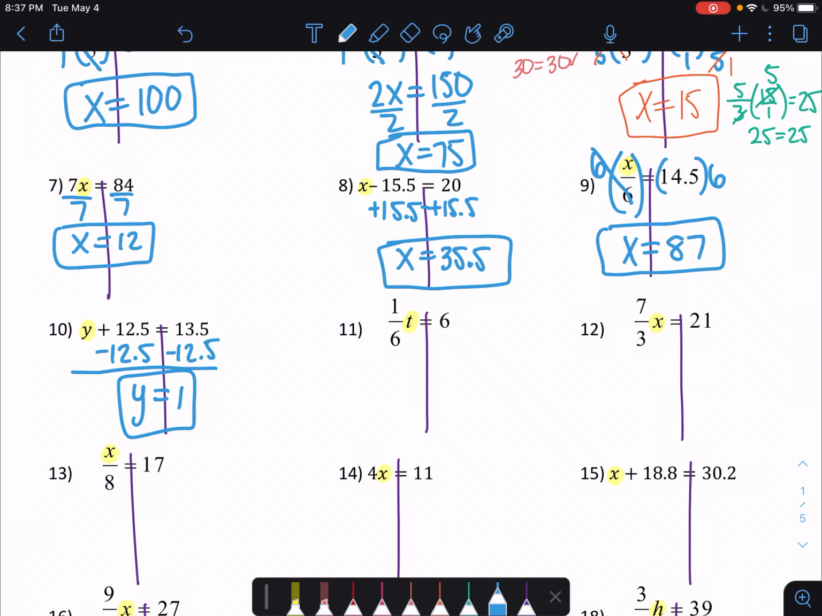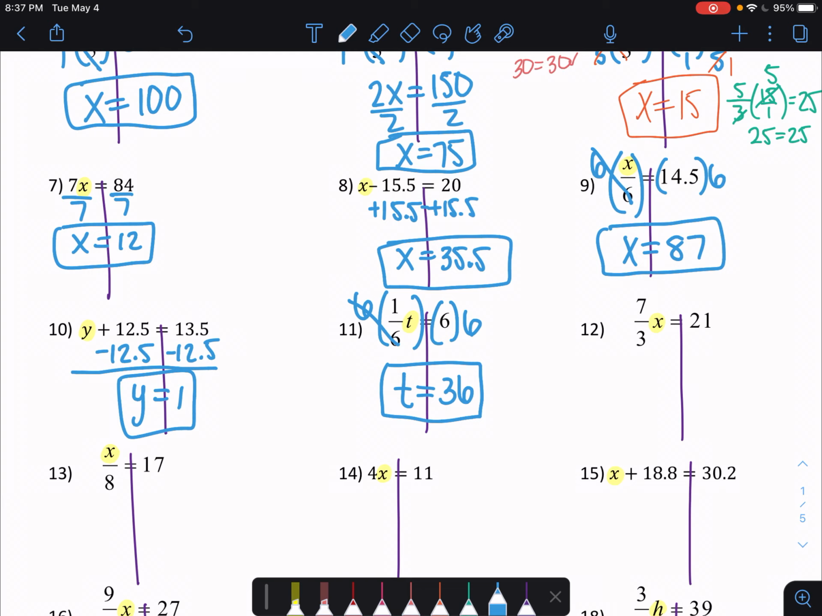Number 11 is very similar to number 9, except instead of writing the t on top of the fraction, they've written the t off to the side and expressed the division as 1 over 6. So I'm actually going to multiply by 6 on both sides again here. And when I cancel this out, because there's a 1 on top, I don't have to write it. So I can just write t equals 36.